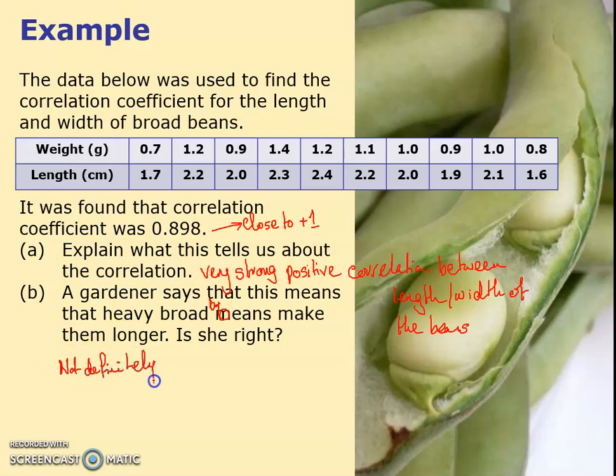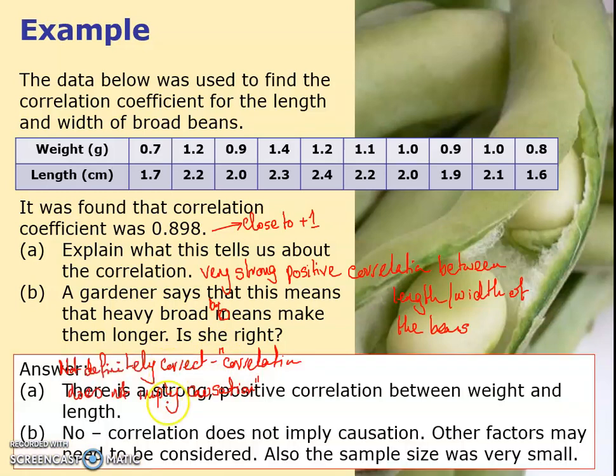And my stock phrase I'm going to write is, I'm going to say correlation does not imply causation, and I want you to learn this phrase. Just because it happens doesn't mean it was caused by it. Learn this phrase. Correlation does not imply causation. So that's what I would say. In fact, that's what I wrote here as well. Other factors may need to be considered. Also, the sample size is very small. I think that's all very good reasons.